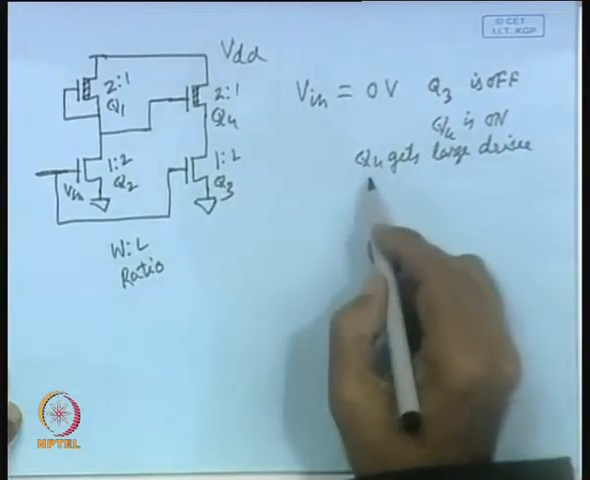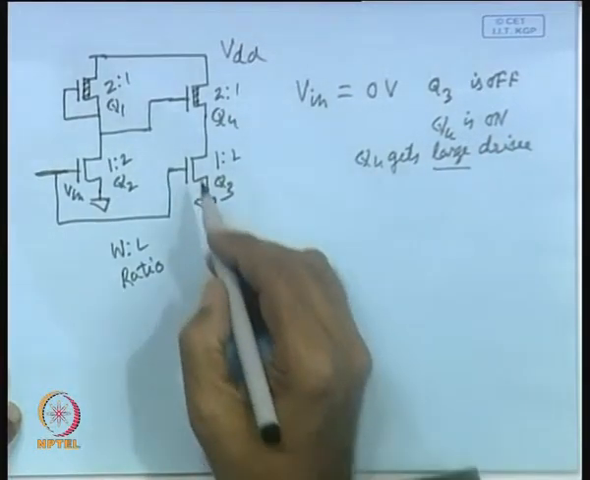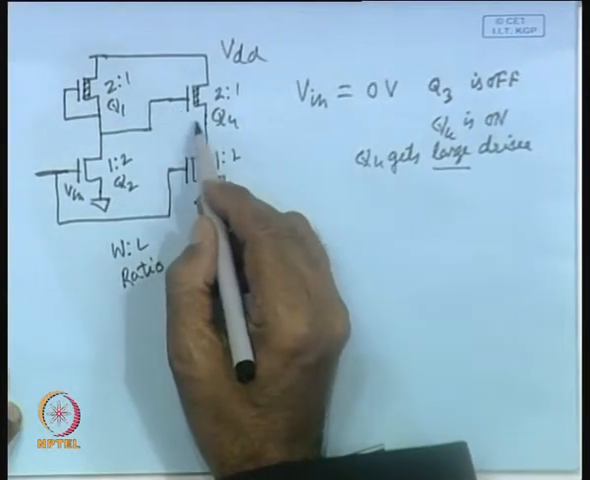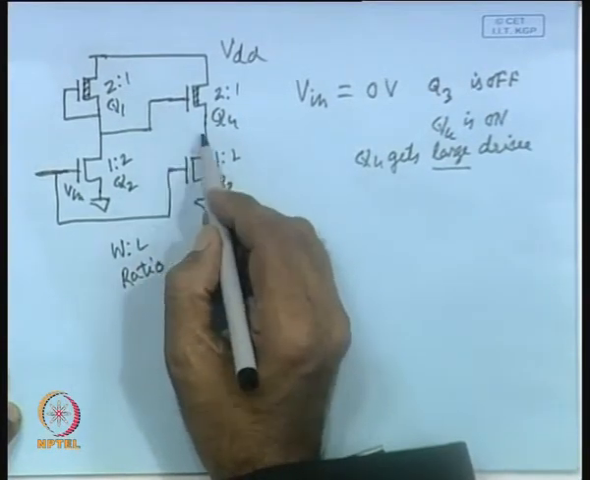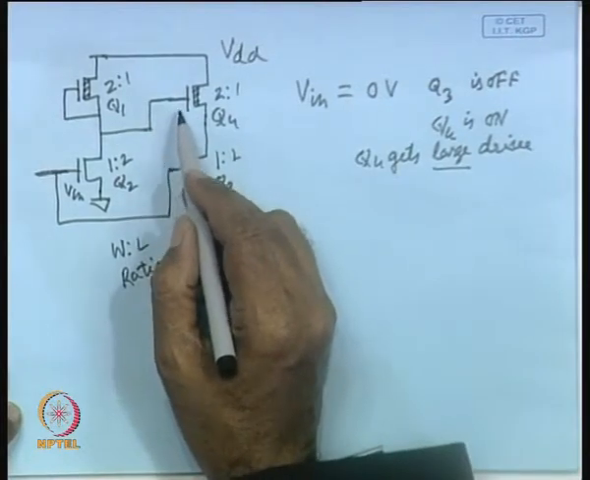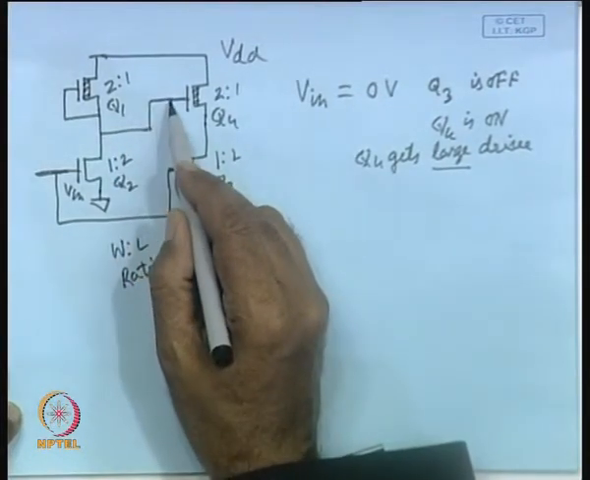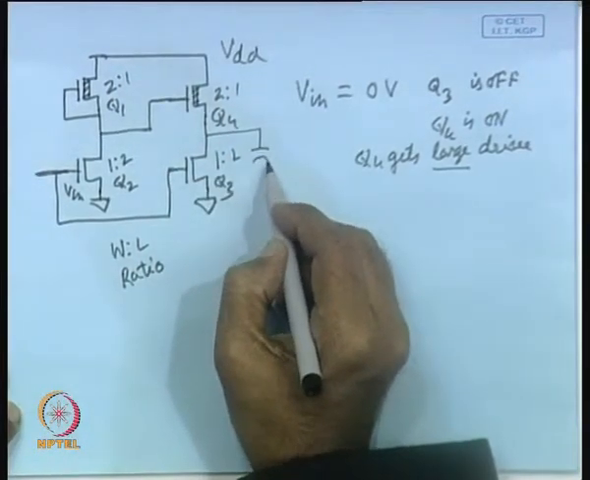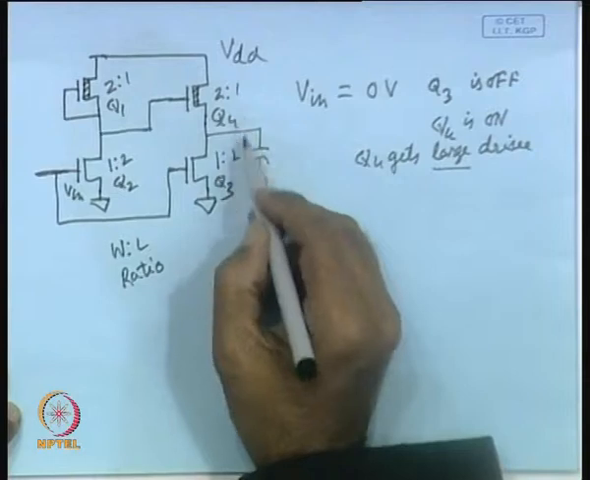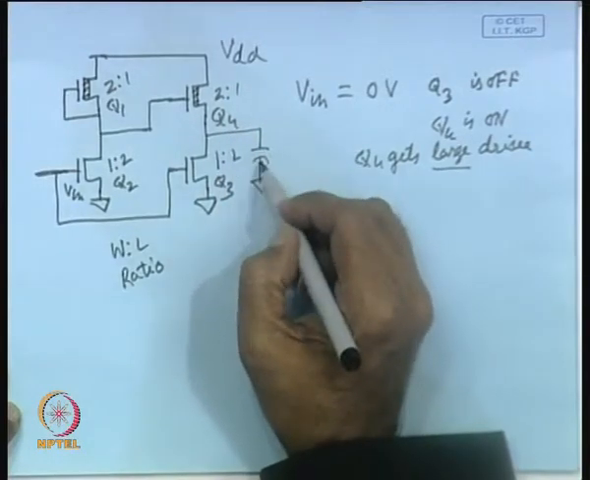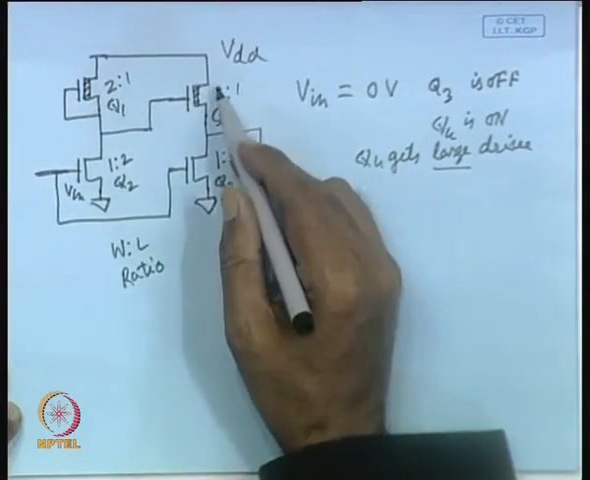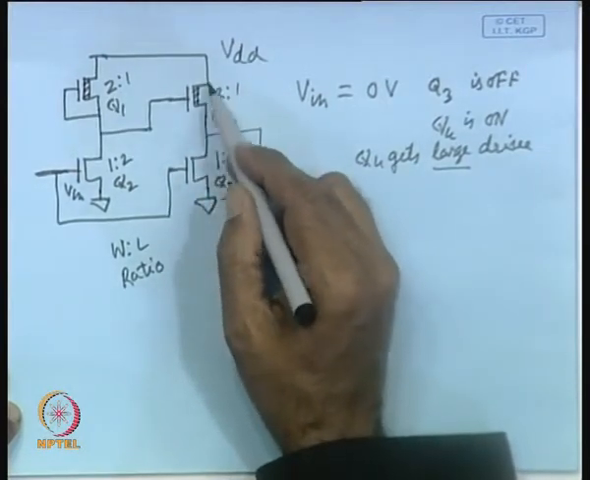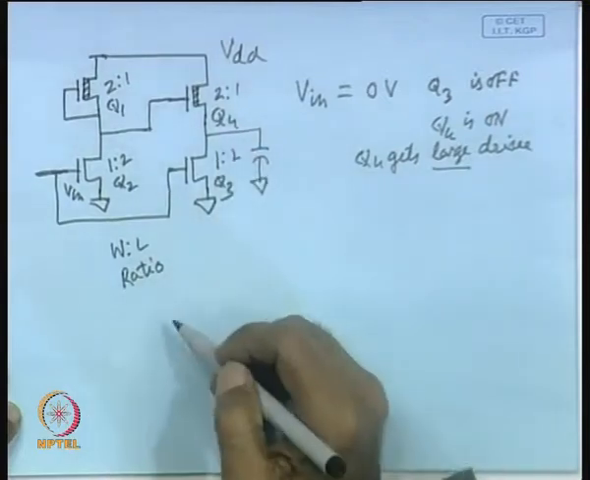Why am I telling large drive? The reason is, normally this gate is connected to source, so gate to source voltage is 0, but in this particular case it is not true. This is connected to VDD. As a consequence, the charging time will be quite small, because it is getting large drive, and the current supply that will come from this NMOS depletion type transistor will be large.